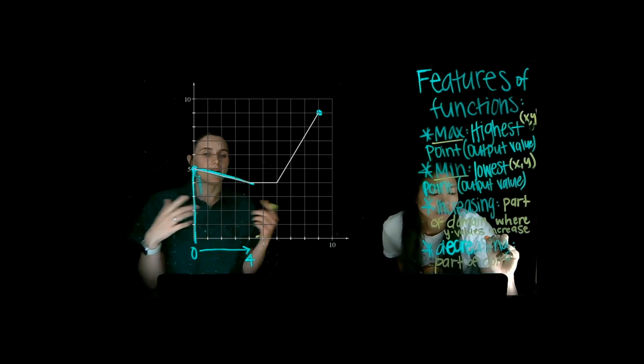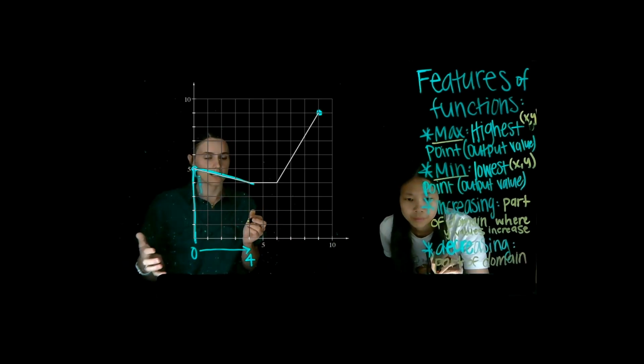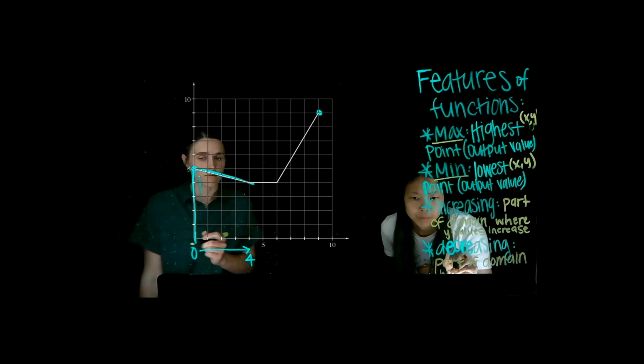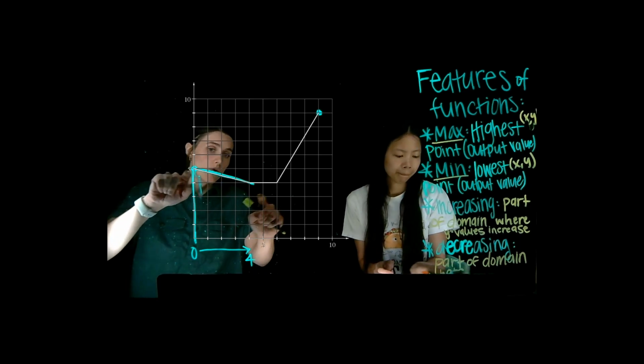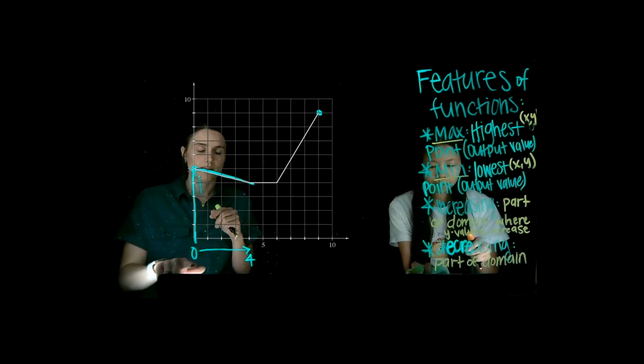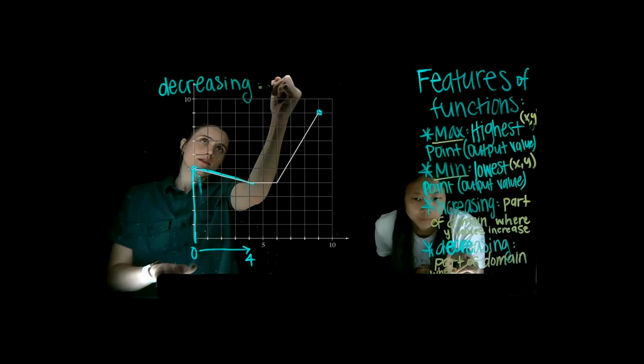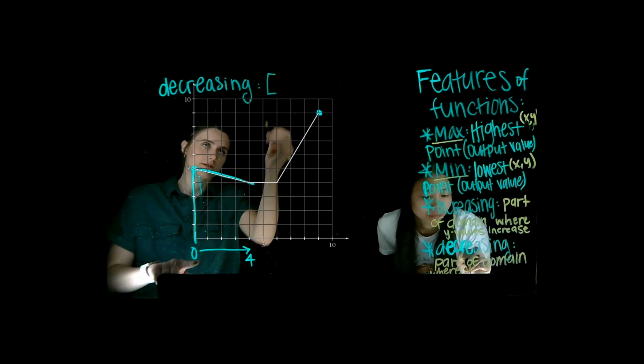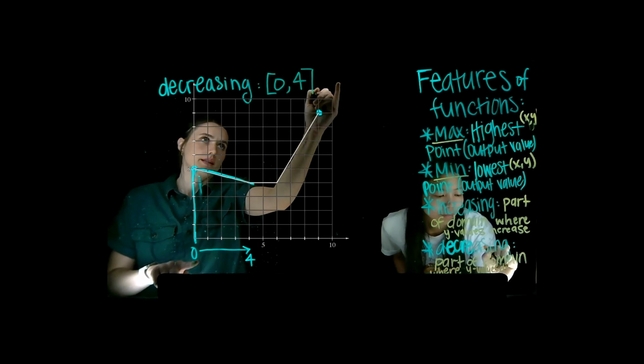And so when we write increasing and decreasing in interval notation, we're going to write it really similar to our domain and range. And because there's no open circles anywhere on our graph, we are going to assume that all the points are included. So we're going to say that it is decreasing from bracket, because the 0 is included, 0 to 4. And then we'll close our bracket there.